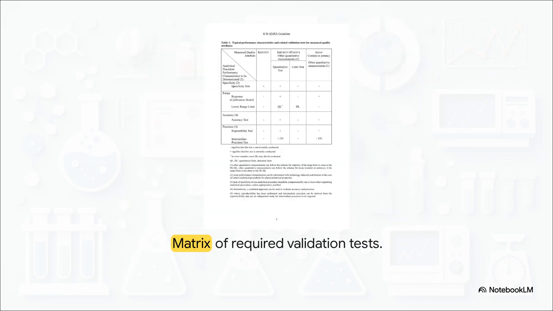Now, this matrix right here is your primary blueprint. It really grounds us by showing exactly which core tests are required based on what you're actually trying to measure. Like, are you running an identity test? Well, then you absolutely need to prove specificity. Are you testing for impurities or running a quantitative assay? If so, you're going to need to demonstrate your limits, your accuracy, and your precision. The guideline basically takes the guesswork entirely out of the equation for us.